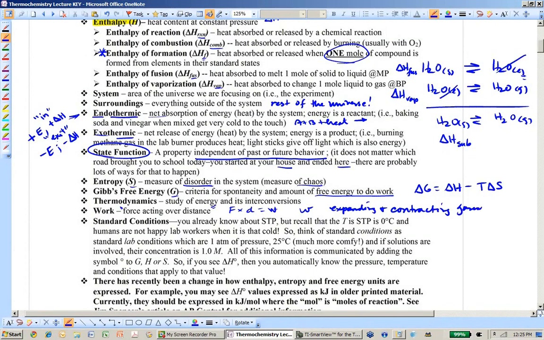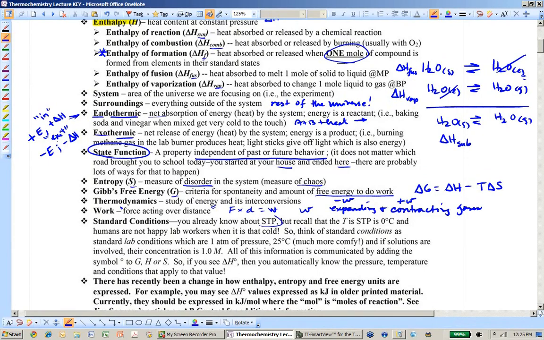So if the gas expanded, it did work on the surroundings by moving the walls of its container. If it was contracted, then the universe did work on the container and moved the walls inward. So expanding would be that work left the system, and contracting would be that work was done on the system, because all of these signs come from the system's point of view. So you got to put yourself inside the system. So you got to be inside the beaker.